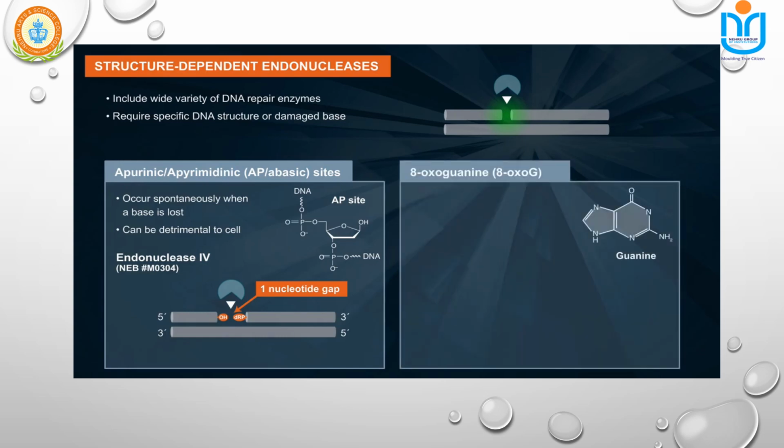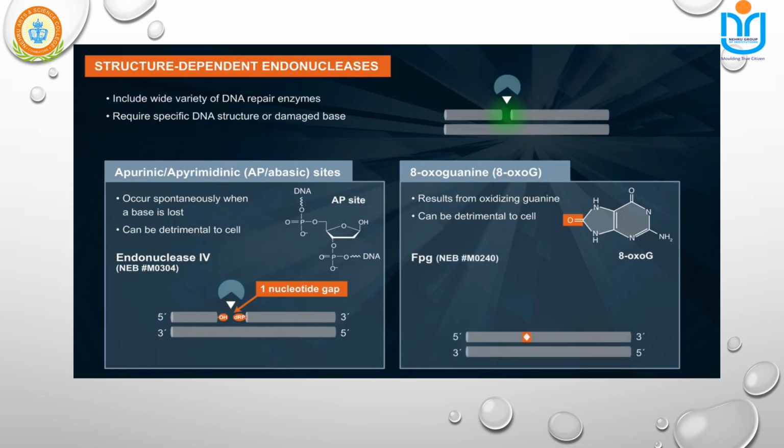8-oxoguanine, more commonly known as 8-oxo-G, is a common DNA error that results from oxidizing guanine. This is also detrimental to the cell. An example of a DNA repair enzyme that removes this type of error is FPG. FPG is a bifunctional DNA glycosylase with DNA N-glycosylase and AP lyase activities.